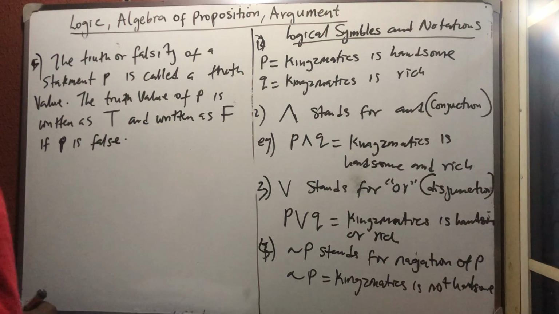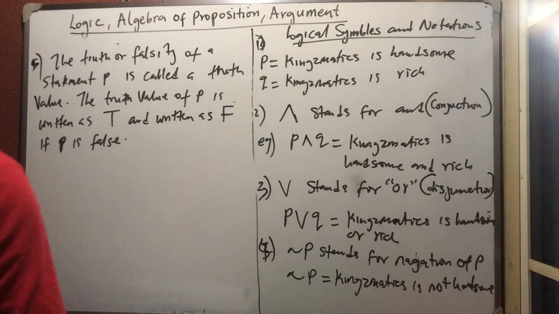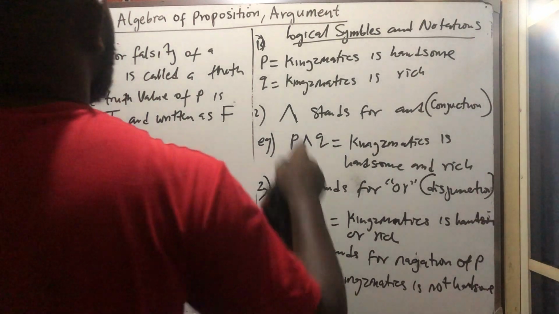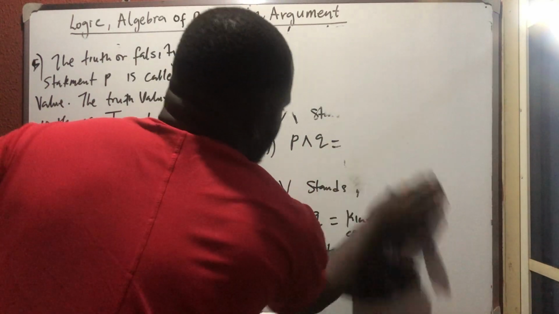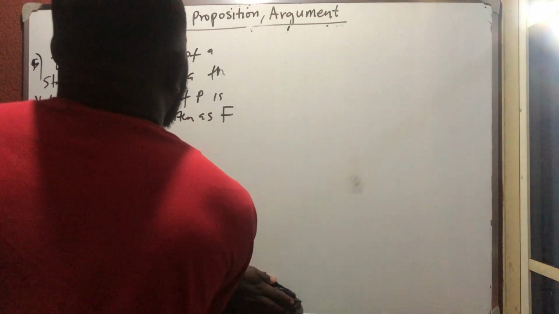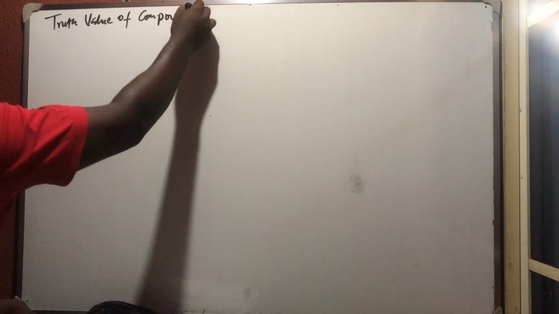Okay, so now the next thing we're going to look at is the truth value of compound statement. Please, all these things I wrote down are very very important to note. Then when we start solving calculations, it will now be making sense. So the next thing we are going to look at is the truth value of compound statement.